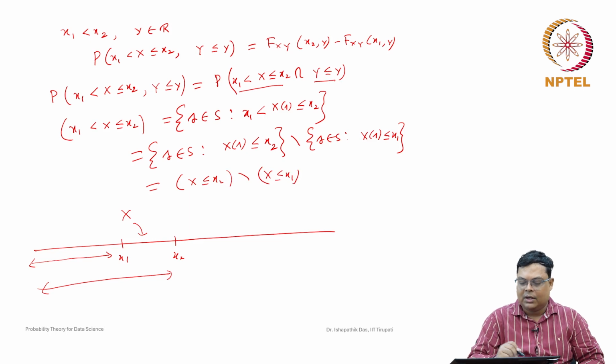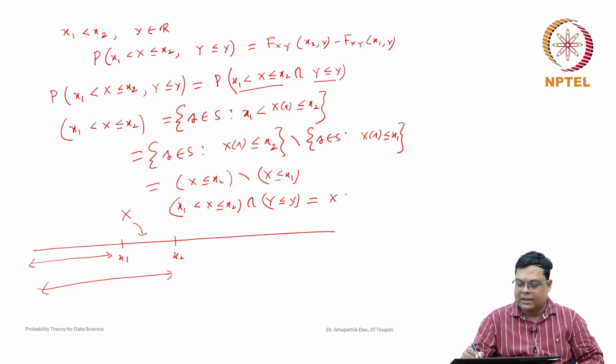Now, if this is true, if you take the intersection of both sets with any set, it will be the same. So, we can say that x1 less than x less than or equal to x2, if you take the intersection with any set Y, can be represented as X less than or equal to x2 intersection Y less than or equal to y, minus X less than or equal to x1 intersection Y less than or equal to y.